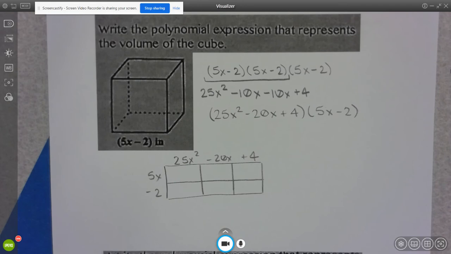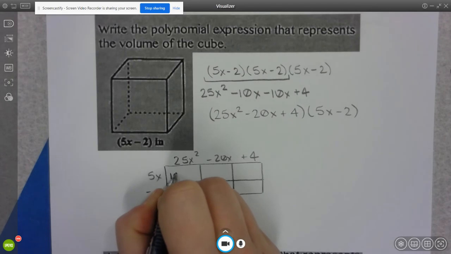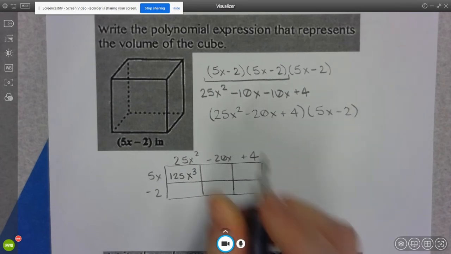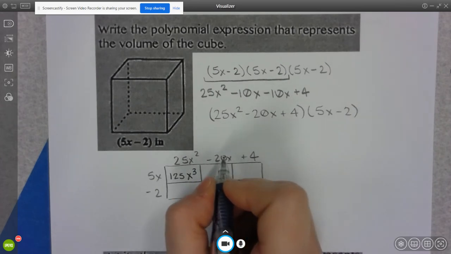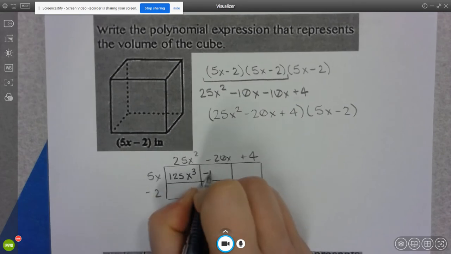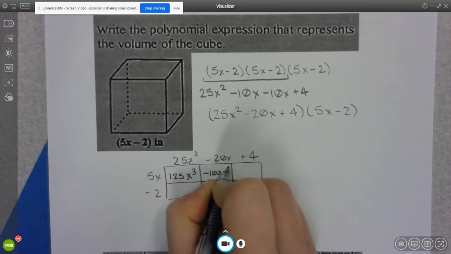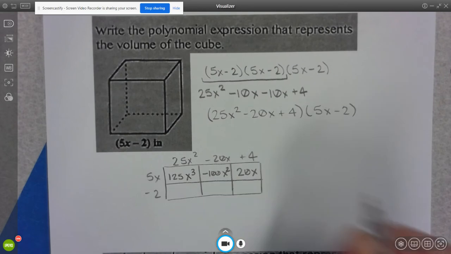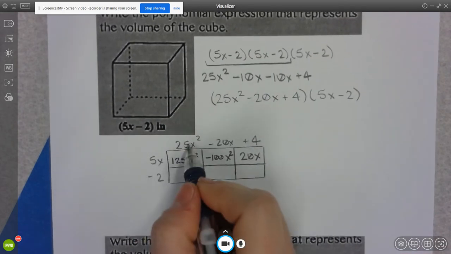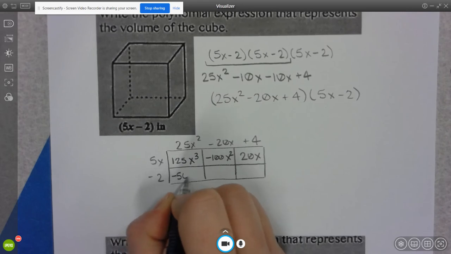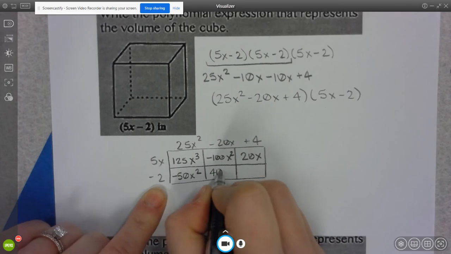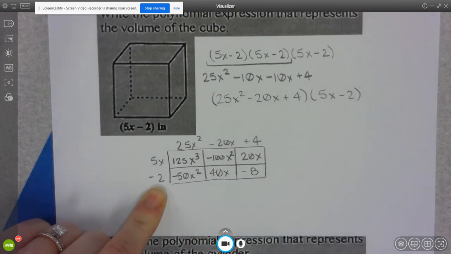And now we're just going to go through and multiply. So 5 25s gives me 125. X squared times x gives me x cubed. 20 times 5 would be 100, so negative 20 times 5 would be negative 100. It's going to be x squared because they both had an x. And then this is going to be positive 20x. 25 times negative 2 gives me negative 50x squared. My next one would be positive 40x, and then minus 8.